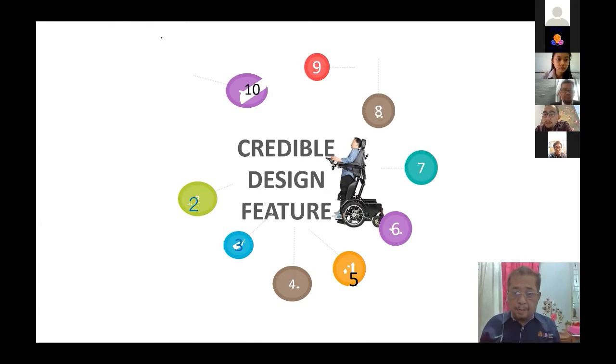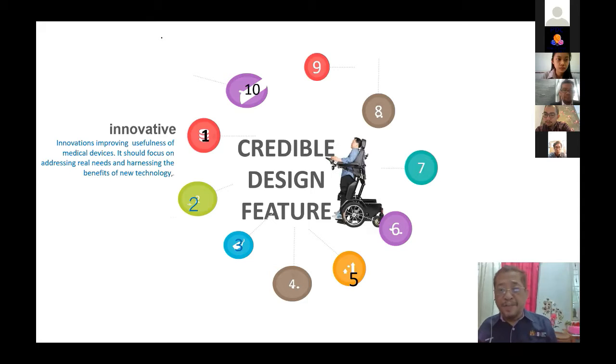Medical products are used by patients who are considered disabled, or they are used by doctors and nurses who are very, very busy, right? So they cannot make mistakes. So a medical device should have these 10 features that must be included in the design. Okay, the first feature to be included is innovation.